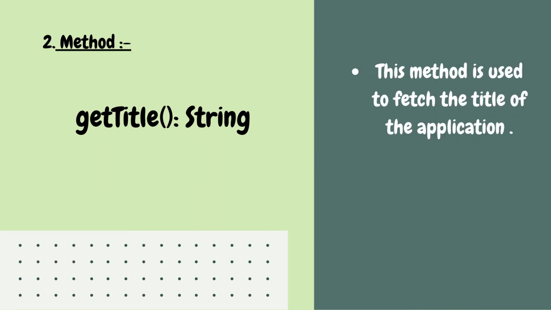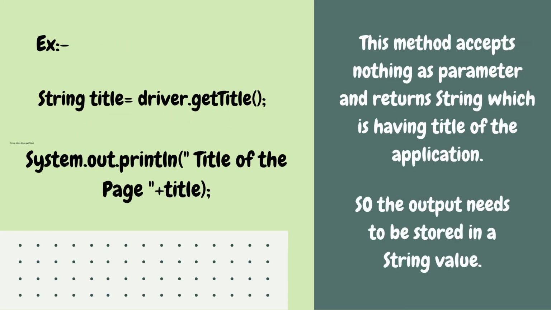Now comes the second method, getTitle. This method is used to fetch the title of the application. This method accepts nothing as a parameter and returns string which is having the title of the application. So the output needs to be stored in a string value.